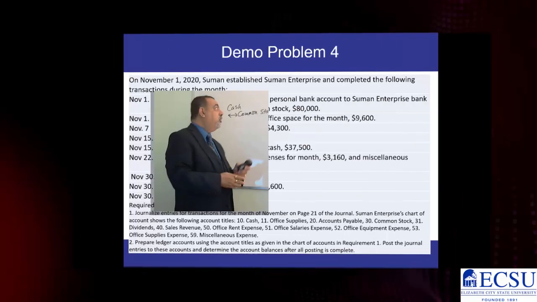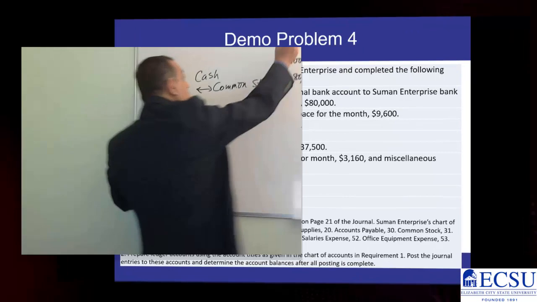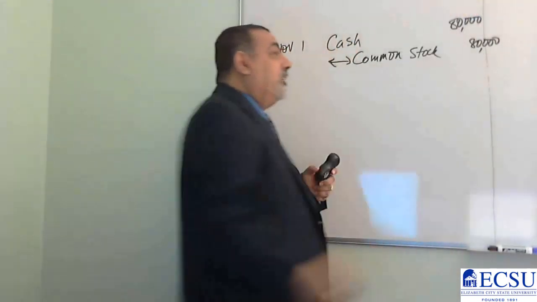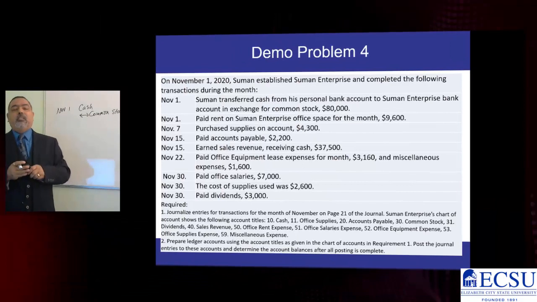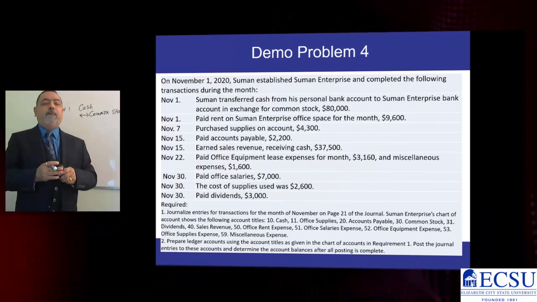So I'm going to use the journal page number 21. Now, why is that important? Because when I'm posting into the ledger, I have to use that journal page to signify that it is coming out of that page.